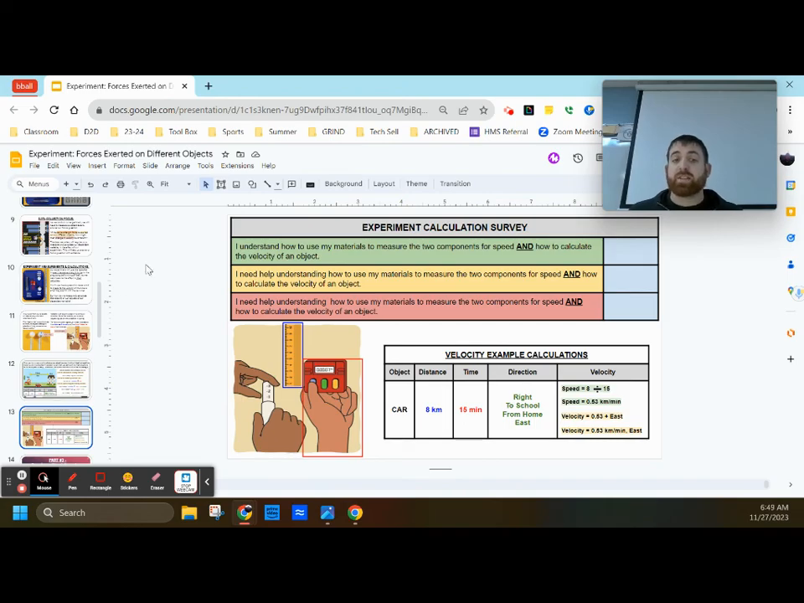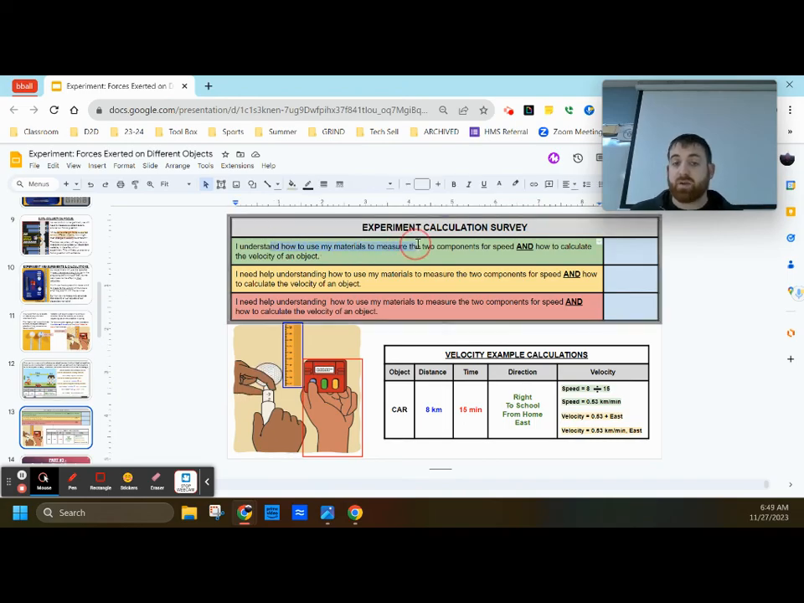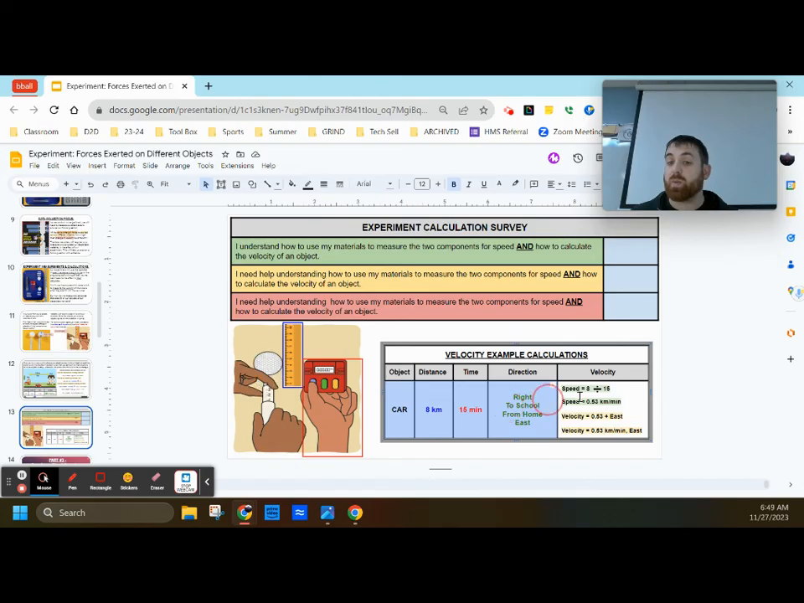So take a second. Do you understand how to use the materials to measure the two components for speed? That would be distance and time. And you understand how to calculate the velocity of our object, similar to what we did with the car.